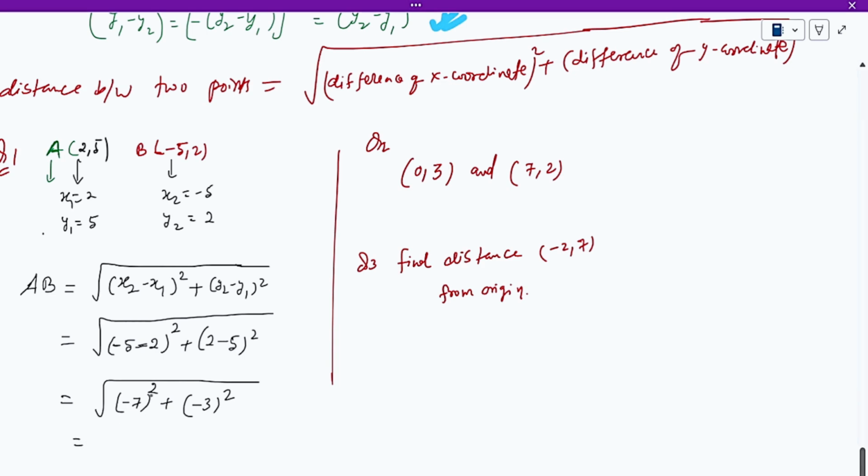The square of a negative number is positive, so minus 7 square is plus 49, minus 3 square means plus 9. So this is equal to the root of 49 plus 9, which is how much? 58, right? So the distance between A and B is equal to square root of 58, right?